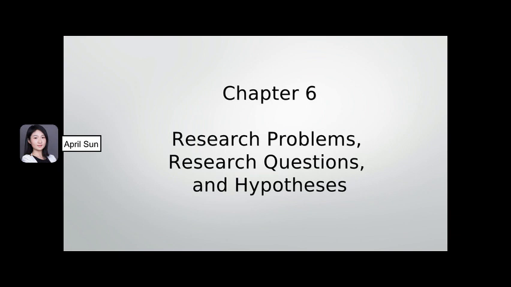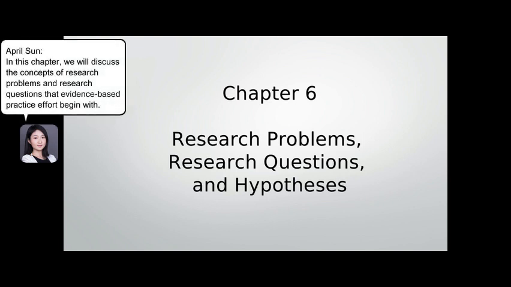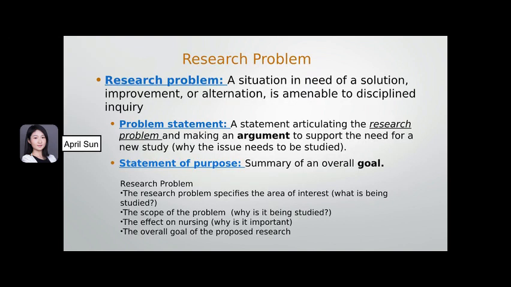In this chapter, we will discuss the concepts of research problems and research questions that evidence-based practice efforts begin with. What is a research problem? A research problem is an enigmatic or troubling condition, a situation in need of a solution, improvement, or alteration. It's a discrepancy between the way things are and the way they ought to be.